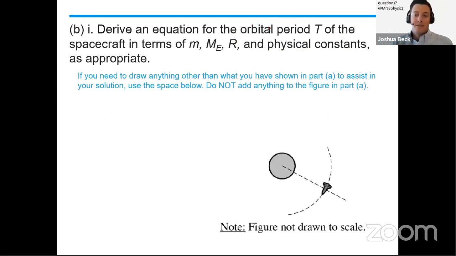How do we derive this? Notice in blue here, I've highlighted another statement that was on the question itself. It says, if you need to draw anything other than what you've shown in part A, do not add anything to the figure in part A. Now you might be wondering, why is this included in the prompt? What's the big deal? I already answered A. What does it matter if I make changes to it?